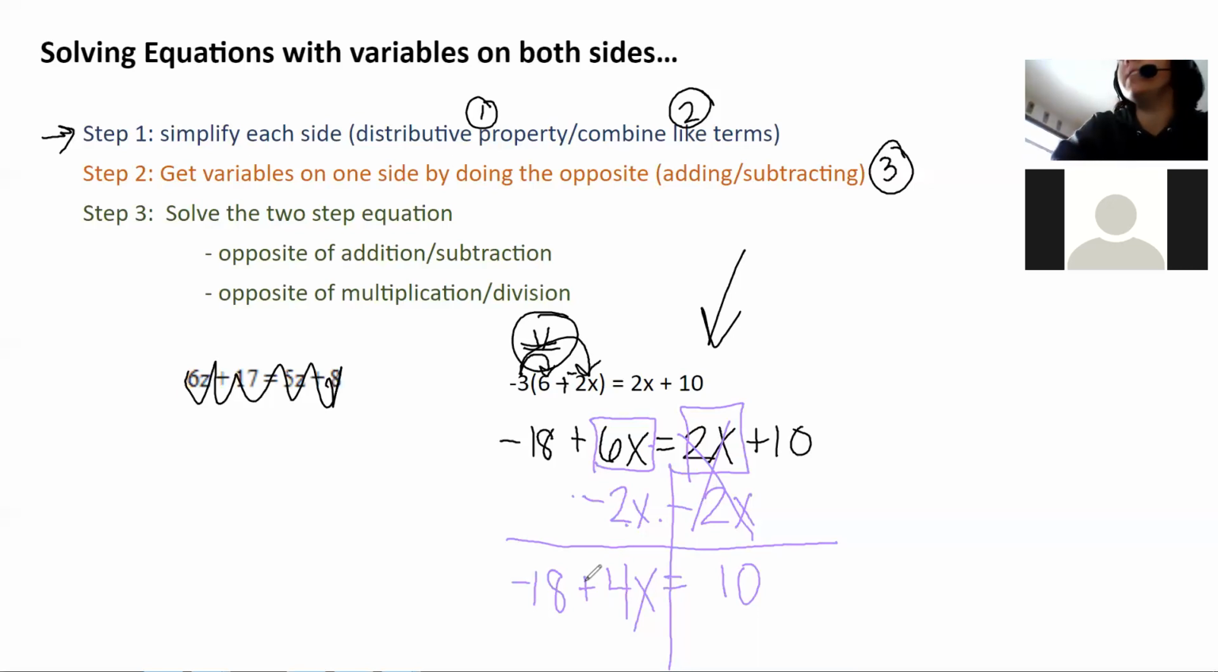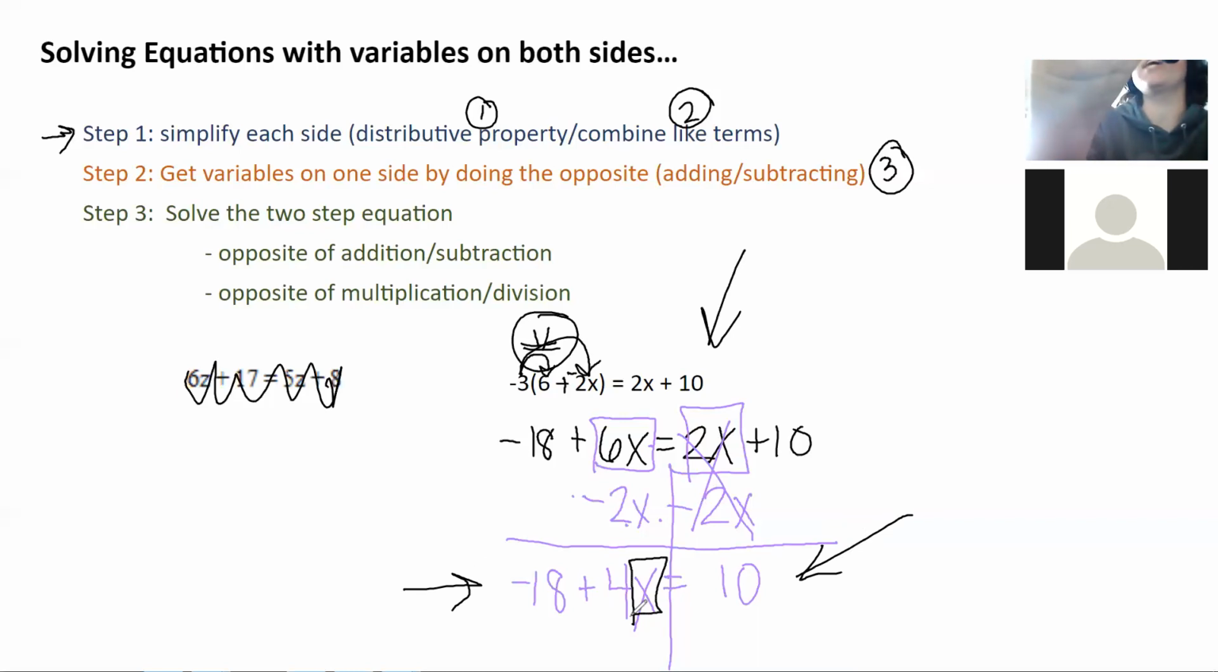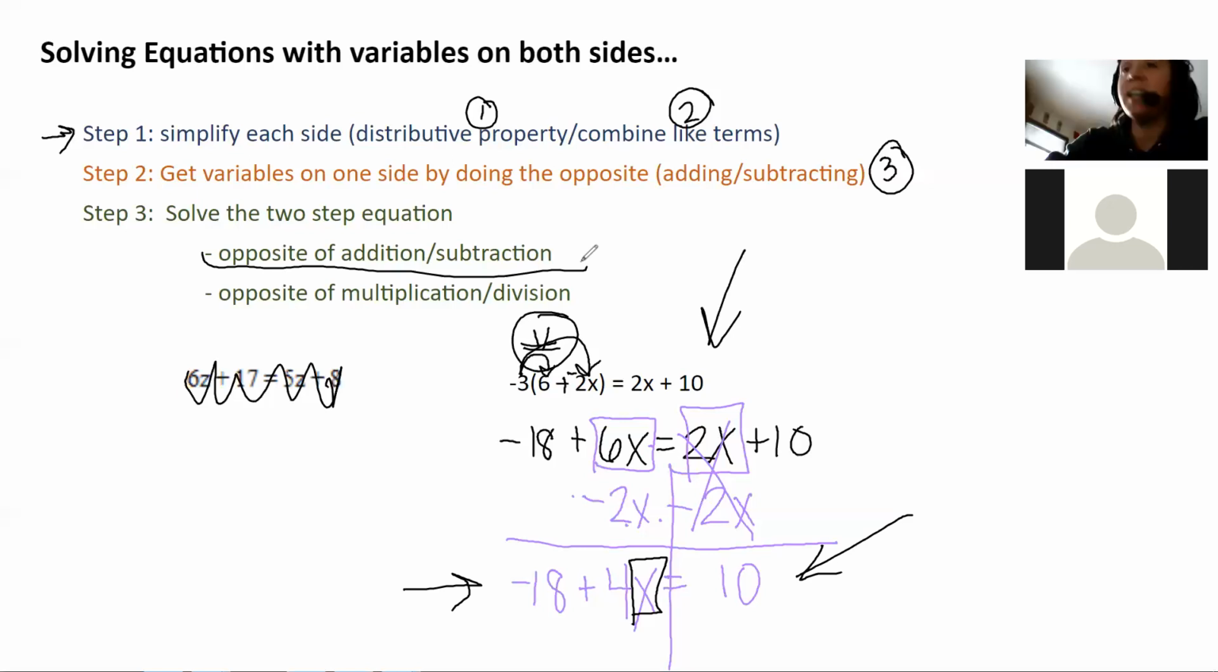So now we're in two-step equation solving territory. What do I do here now? How do I start solving for x? According to this one, I have to do the opposite of addition or subtraction first. I'm going to get rid of that constant. What number is the constant? Negative 18. Yeah, I'm going to get rid of it by adding 18. Good job.